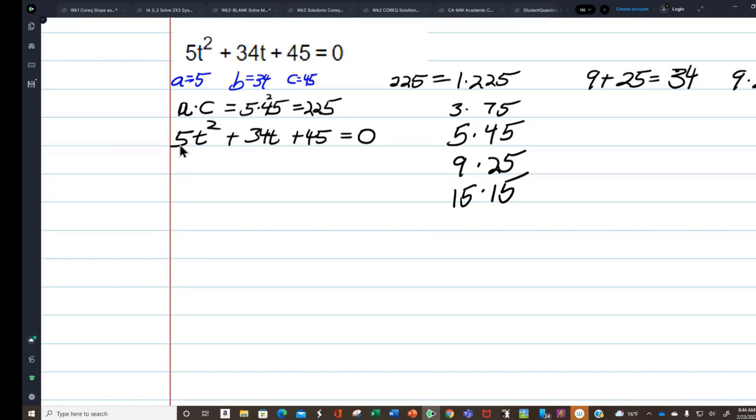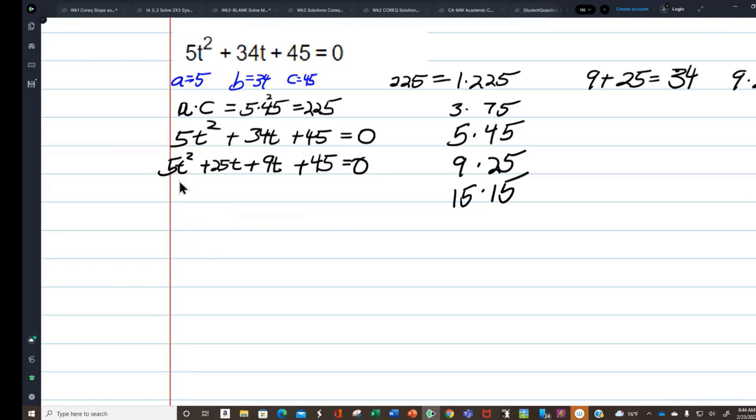What I do is I write down this term, 5t squared stays the same, and plus 45 stays the same. Now I've got a plus 9 and a plus 25, and they add up to 34. 34 is going to break down into plus 25t, plus 9t. It doesn't matter which order you put them in, so I chose this order because 9 goes into 45 evenly and 5 goes into 25 evenly, and it will just make my work easier. And I like easy, I choose easy.